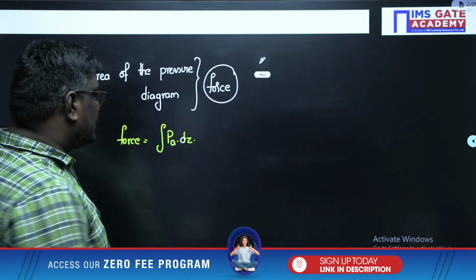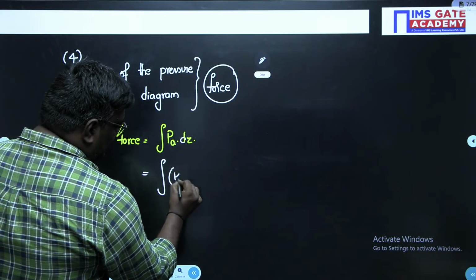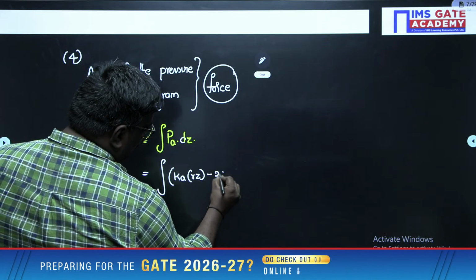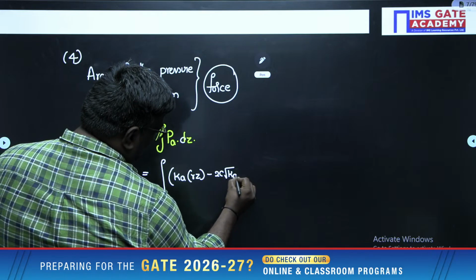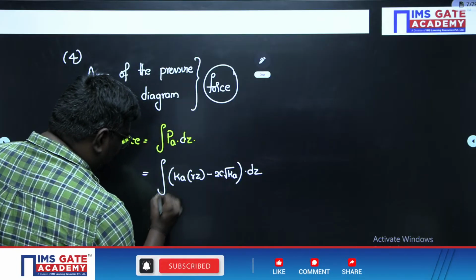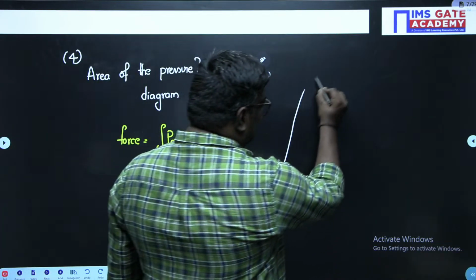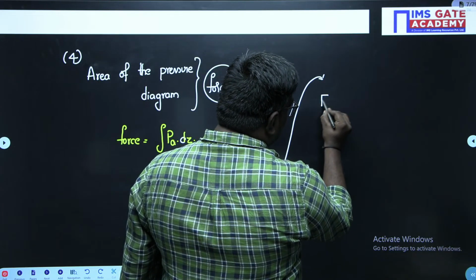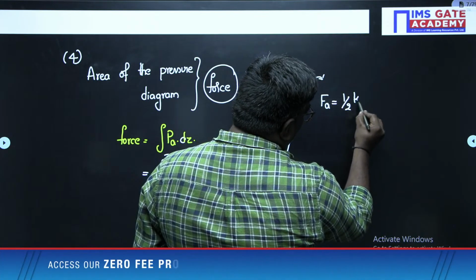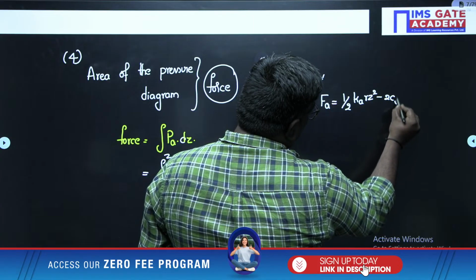Here, what is the active earth pressure, students? Here it is Ka into sigma V, which can be written as Ka gamma z minus 2c root Ka, dz, right? And this can be taken from 0 to z. Now, my dear students, if I write here, what will be the active force, sir? The active force can be written as half of Ka gamma z square minus 2c root Ka z.